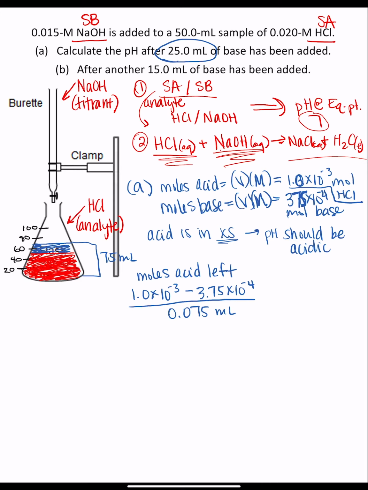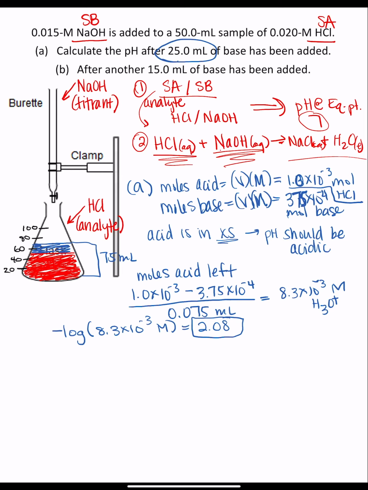If I do all of that math, I get 8.3 times 10 to the minus 3 molar H3O plus. And since this is a strong acid, I do not need an ice table. I can just go 8.3 times 10 to the minus 3 molar. Negative log of that is going to give me the pH, which I get a value of 2.08.